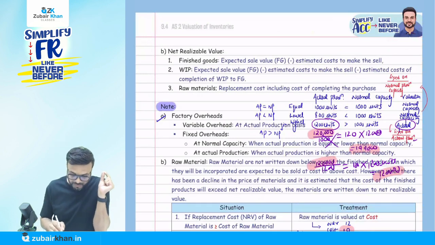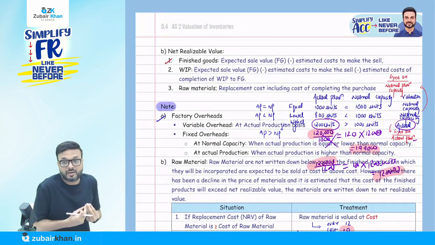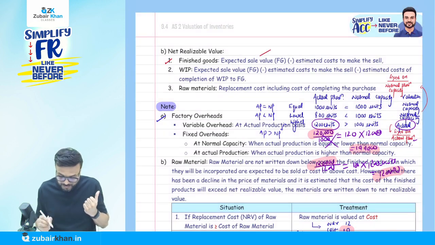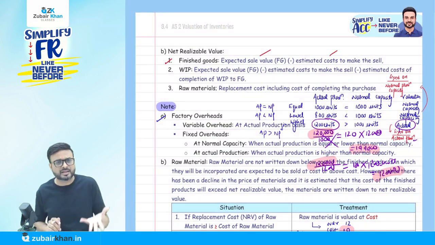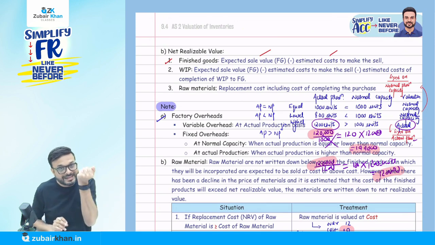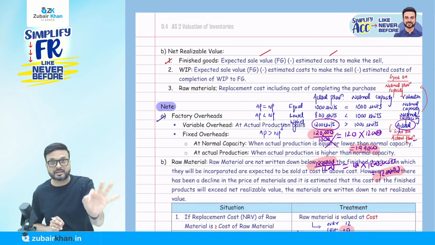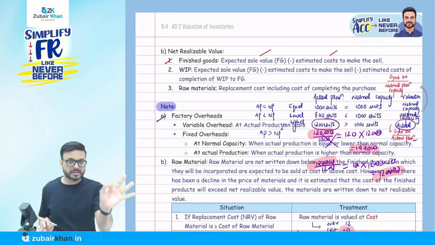So dear student, what is this for finished goods? They say expected sale value. If I sell it in the market today, what is the sale value? So they say expected sale value minus the expected cost to make the sale, like the commission. When we do a sale, we have to give the commission. So how much will we get net in hand? That is the net realizable value. So expected sale value minus estimated cost to make the sale, for example commission.